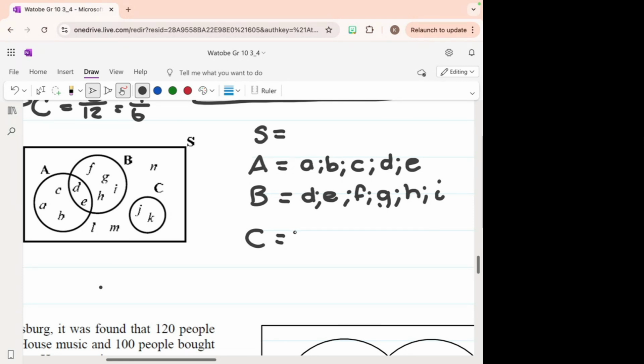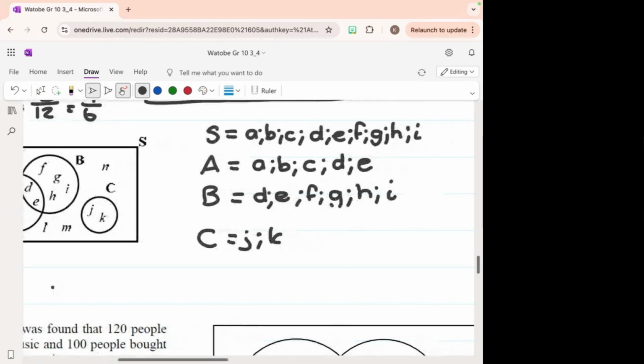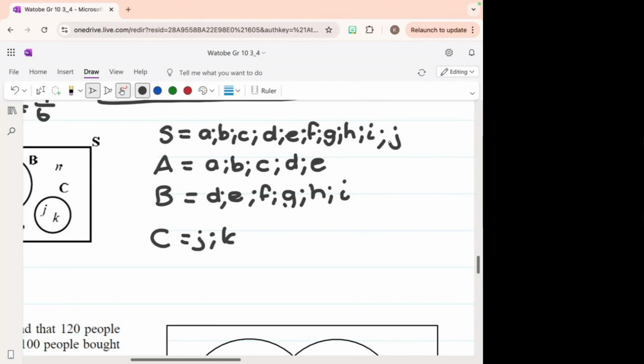In C, I've got J. Oopsie. I've got J and I've got K. And the total sample, what have I got? I have A, B, C, D, E, F, G, H, I, J, and K. Right, that's us writing down our sets.